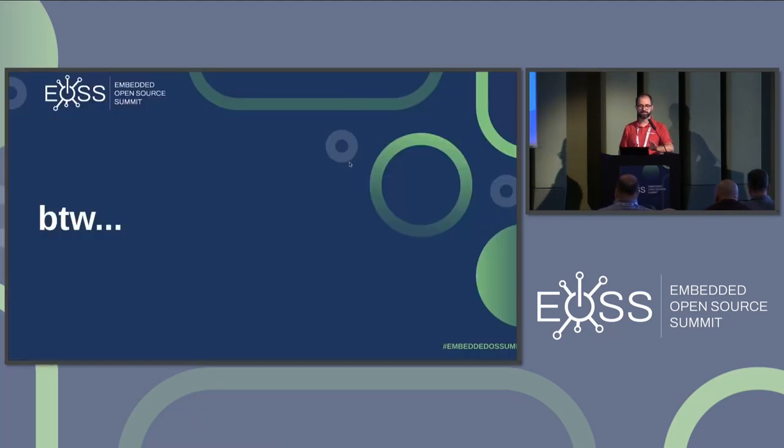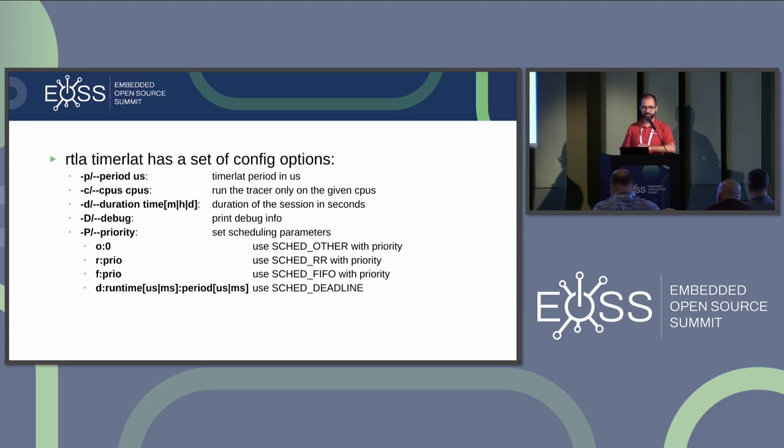Some tips, by the way, when using the tool and how to proceed on the debugging. Timerlat has a rich set of options. I can set the period. I can limit it to the CPUs I would like to run it on. We can say the duration that I want my session. I can add some debug information of what the tool is doing. I can change the priority of the thread, like make it run with sched deadline, it all works.